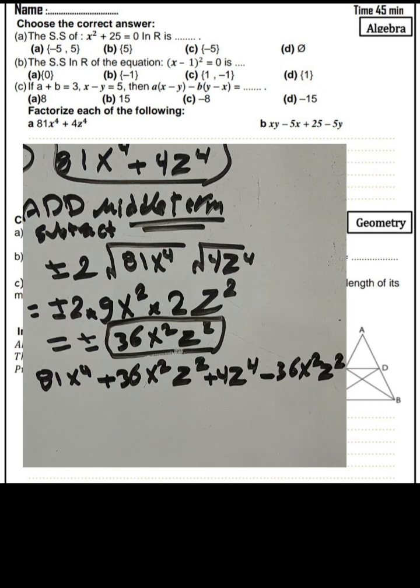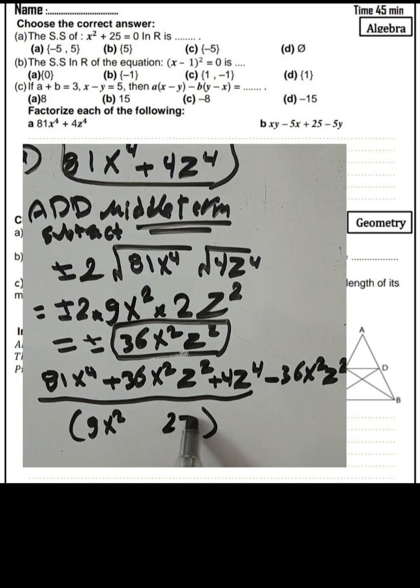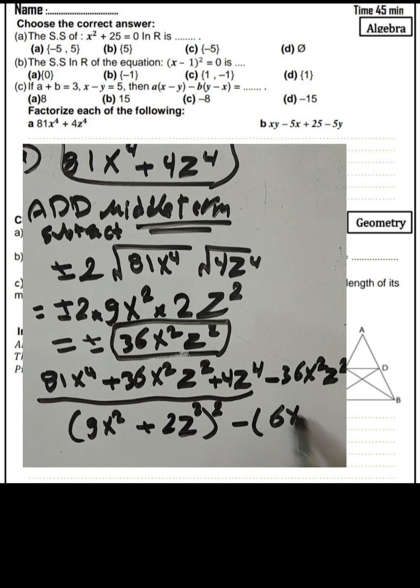Then we can write this expression. The square root of the first term will be 9x power 2. The square root of the third term will be 2z power 2, and write the sign positive between them and write it to the power 2. Then write negative, and the square root of 36 x power 2 z power 2 will be 6xz whole power 2.